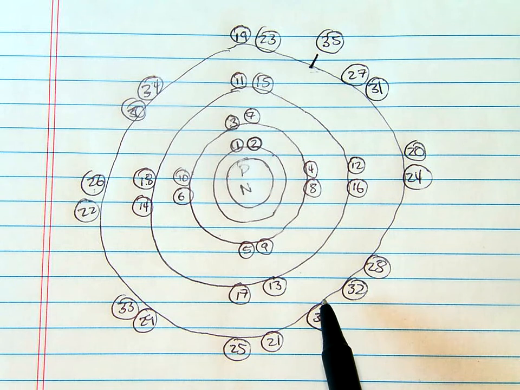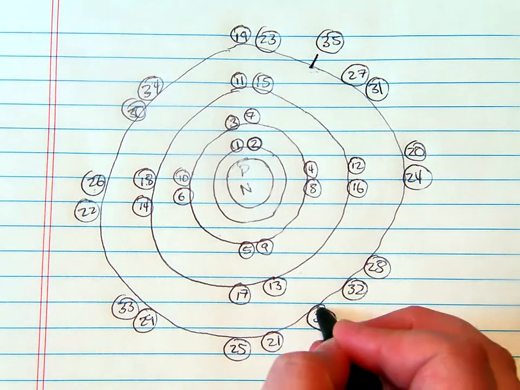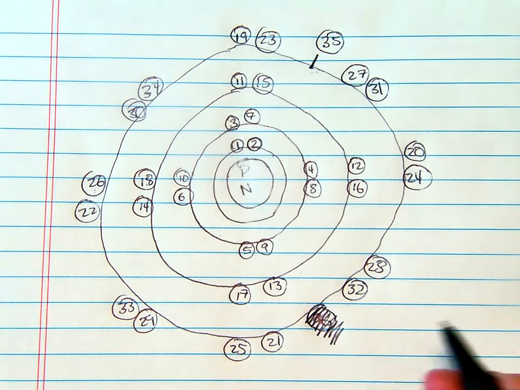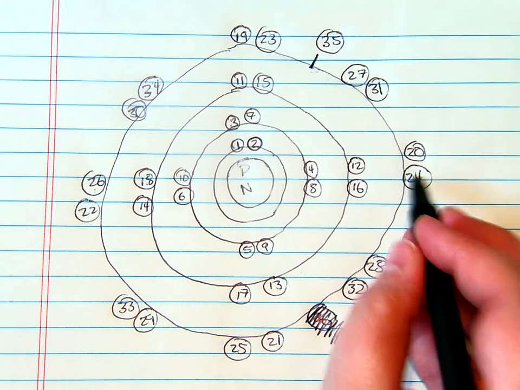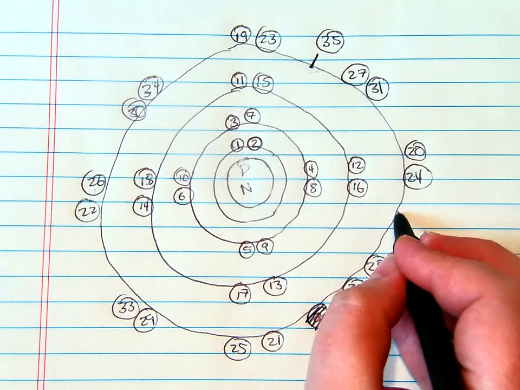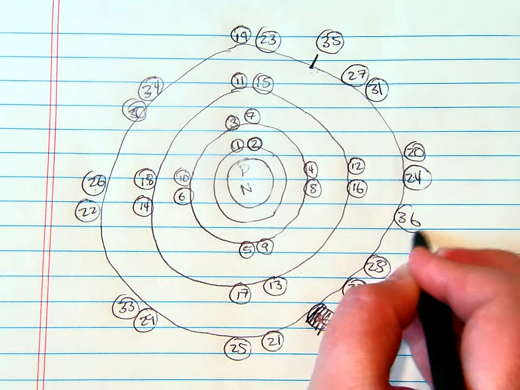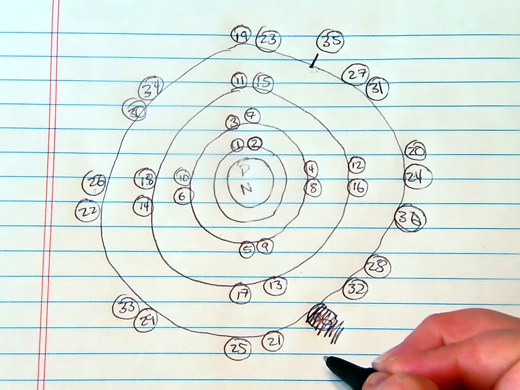Oh, sorry, I placed 36 wrong. That's my mistake. This should not be here. It should be between east and southeast. My apologies. That's quite confusing. 36 goes right there. Okay?